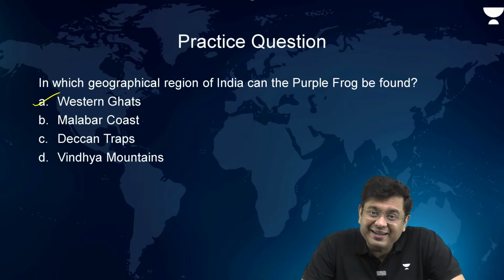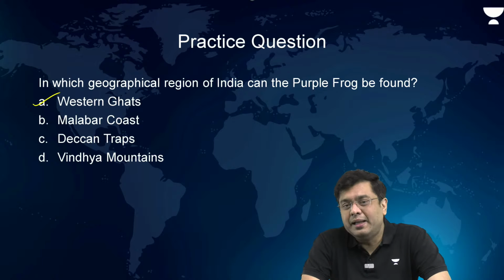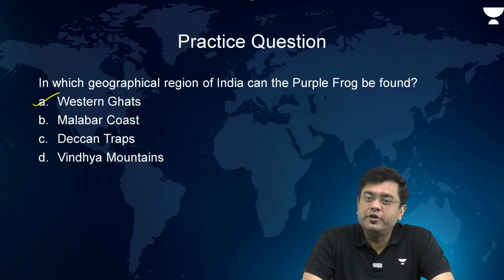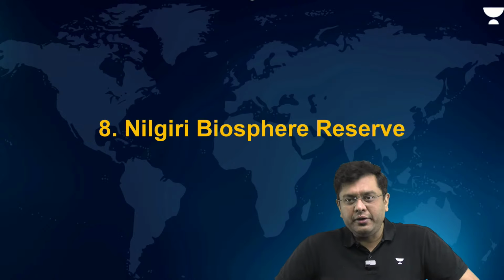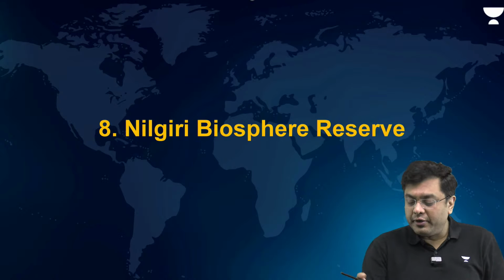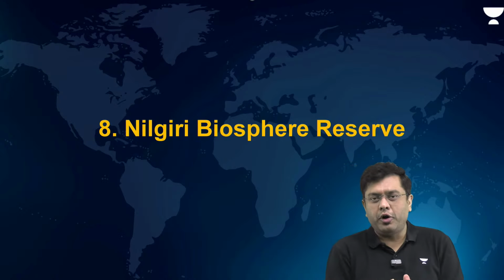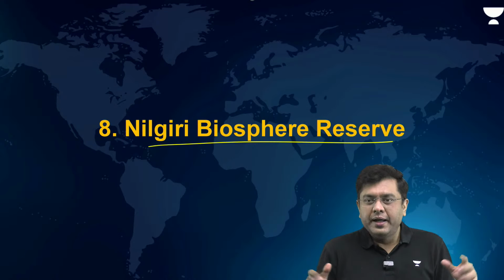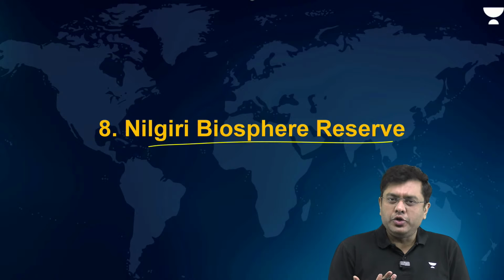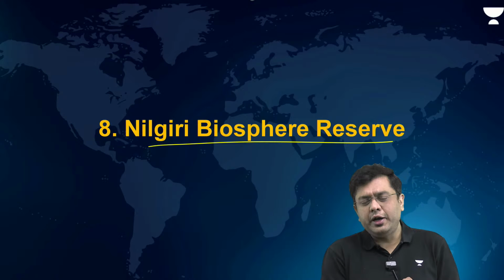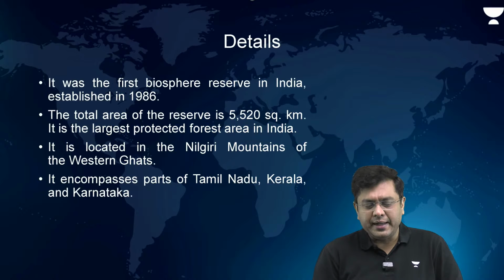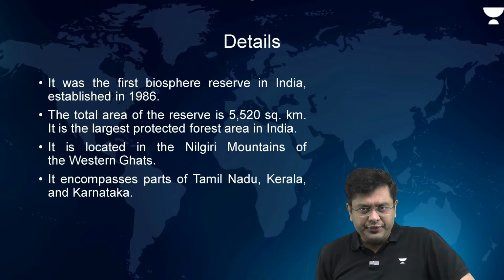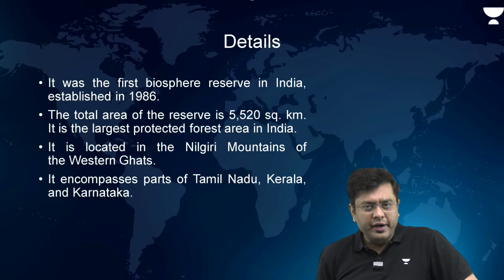If we talk about the states, Kerala and Tamil Nadu: the eastern part of Kerala and then the northwestern part of Tamil Nadu in the adjoining region. Then Nilgiri Biosphere Reserve, the region where you find these purple frogs, which is amongst the largest protected areas across the country. That had also been in news owing to the census or the counting of the various species. So, what are the details associated with Nilgiri Biosphere Reserve? That is where you have to concentrate.